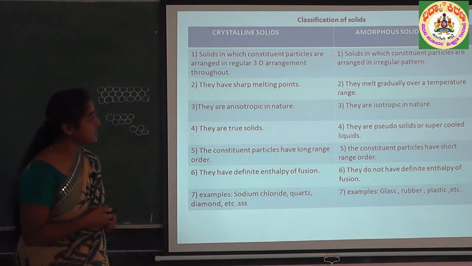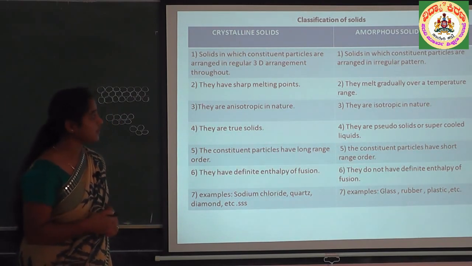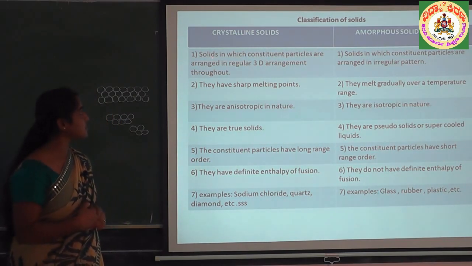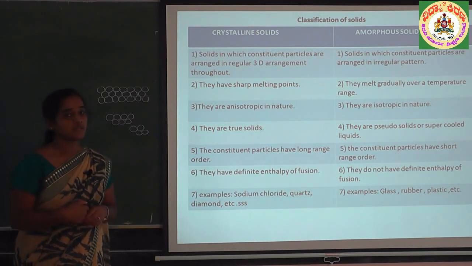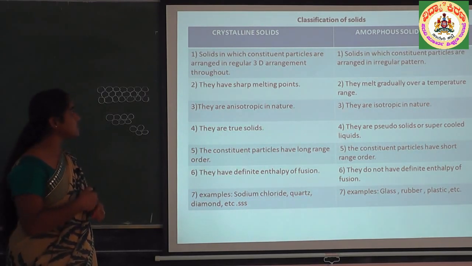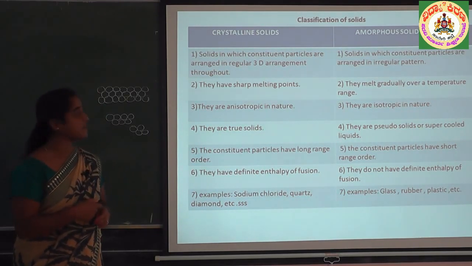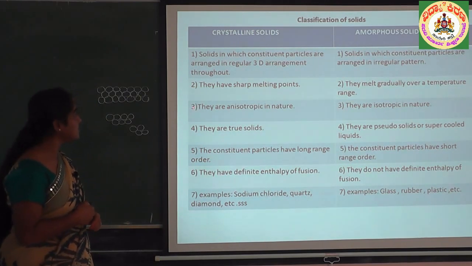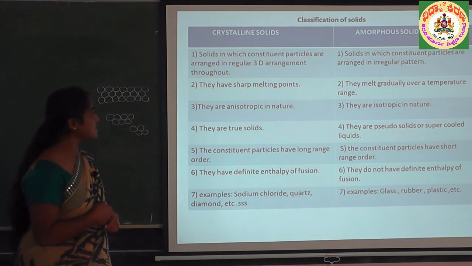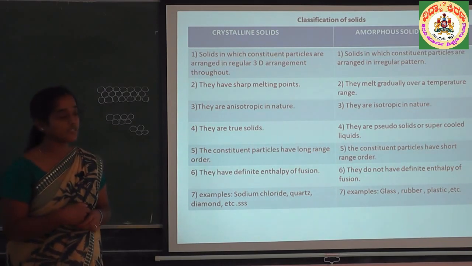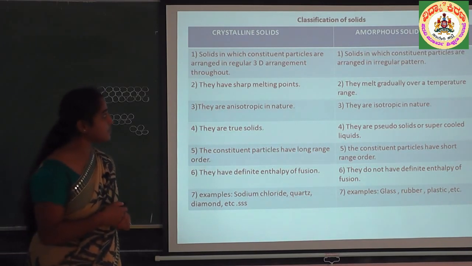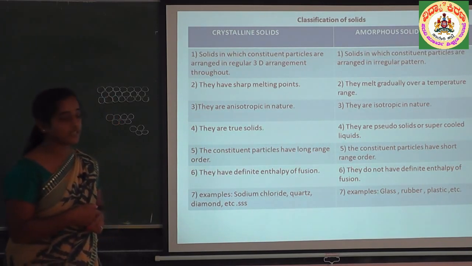So amorphous solids melt gradually over a temperature range, but crystalline solids have a sharp melting point. All the crystals will melt at the same time. Then the third difference is that they are anisotropic in nature, whereas amorphous solids are isotropic in nature.